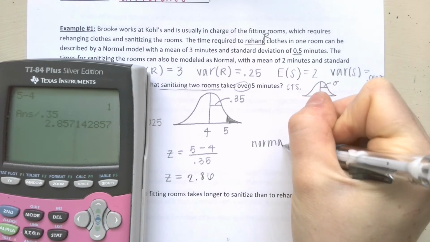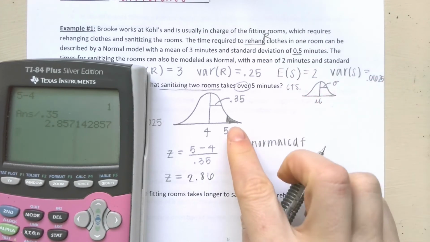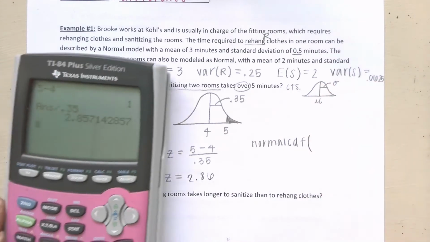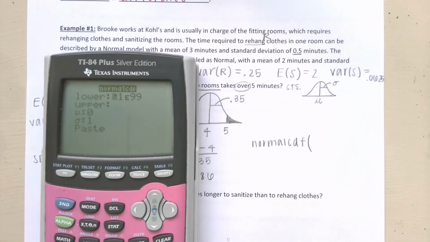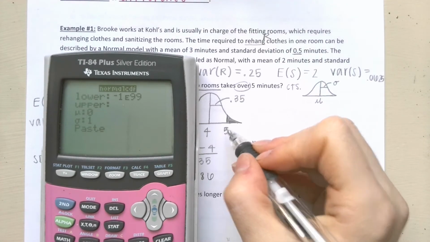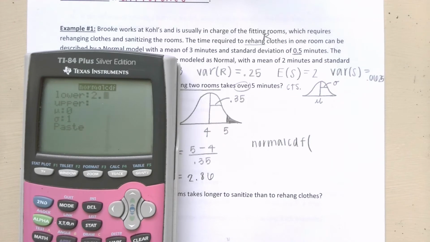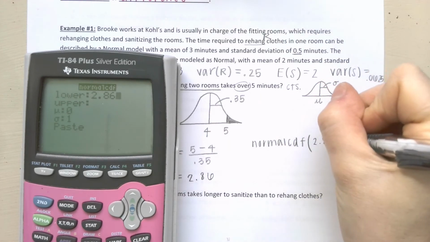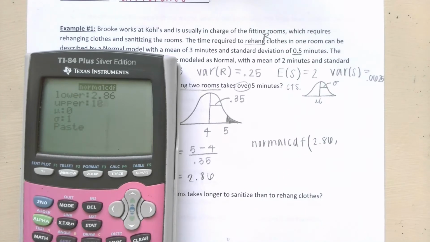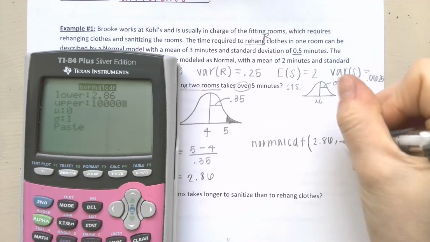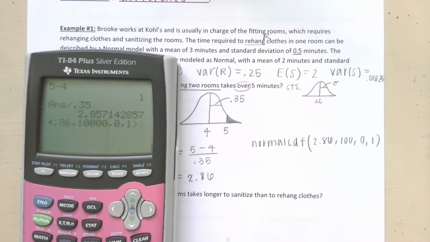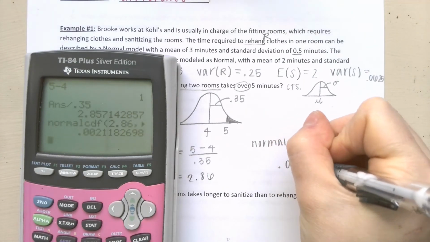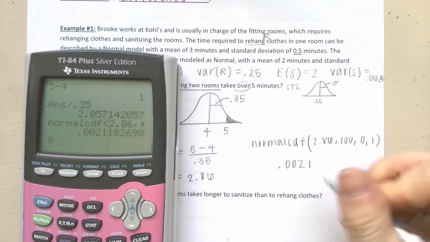I'm going to be using normal CDF because I'm looking for a percentage. So that's second vars going down to normal CDF. My lower bound should be this z-score that we just found, so the 2.86. My upper bound is going to be just a very large number because my shading goes all the way to the right-hand side there. Mean and standard deviation are staying the same. And we get an answer of 0.0021.